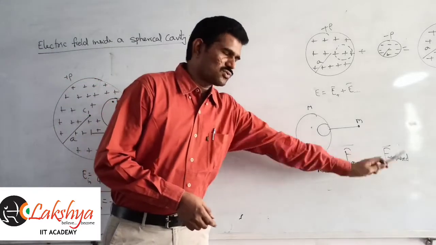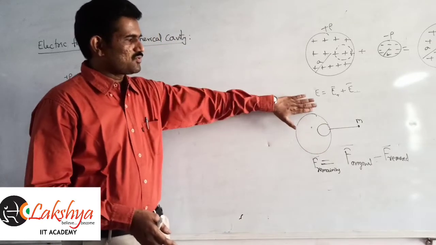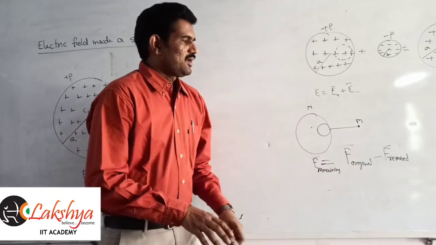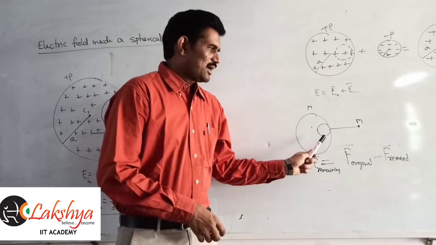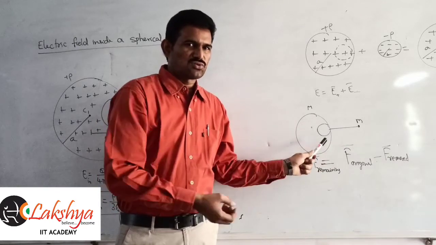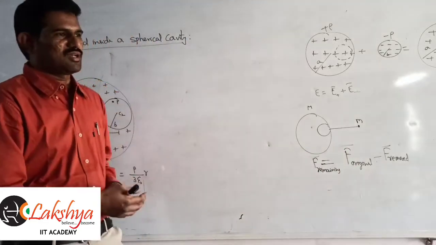That means we first calculate the force due to this sphere without any cavity. That is our force due to original sphere. And we calculate the force acting on this point due to this cavity. And as we are removing this cavity, we remove that amount of force also, that means we subtract that amount of force, that gives the force due to the remaining sphere. And now like this also, we can solve here also.